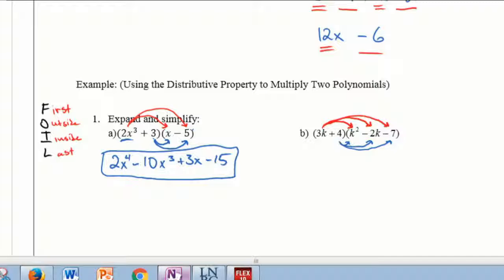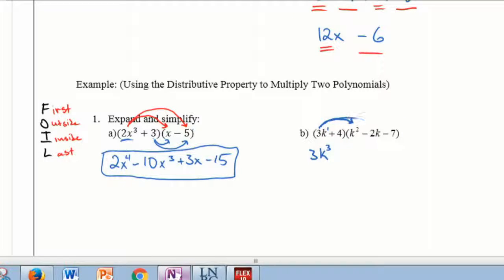So the principle is exactly the same, except I just have 3 terms in the second bracket, and my fancy little acronym FOIL doesn't work anymore. So let's do the multiplication. Let's see what happens. We take that 3k and multiply by the k squared. This is the first term times the first term. So 3k times k squared gives me 3k. If I add my exponents of 1 and 2 together, I get 3. So 3k to the power of 3.